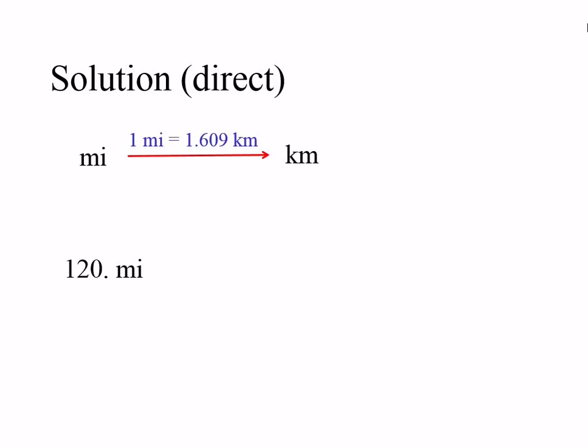141 times 1.609 kilometers over 1 mile. Yep. The second term is 1.609 kilometers over 1 mile. Miles cancel? How many sig figs? With confidence? 3. Yes, very good. I got 193 kilometers.